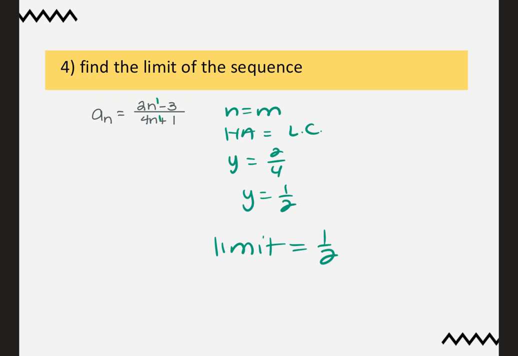Number 4, you're looking at the exponents. So 2n to the first minus 3 over 4n to the first plus 1. They are the same. This is your leading coefficient test, which would be 2 over 4, which is 1/2.